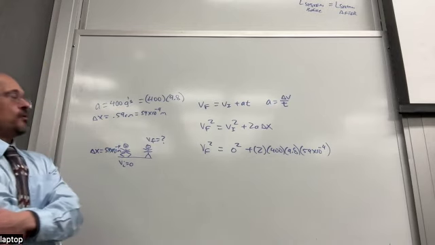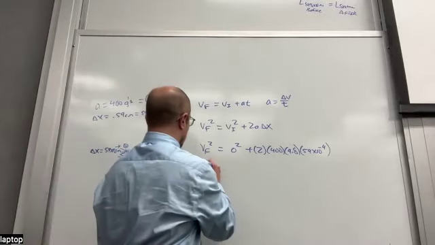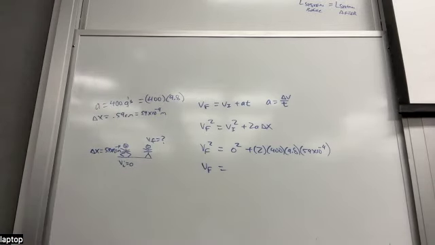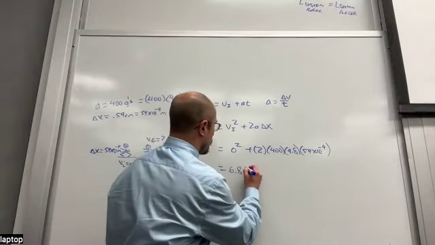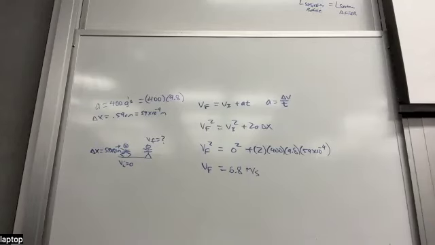So it's almost 6.9. I think it's like 6.9, 6.8 or something. I got 6.8. So it's almost the same as gravity. Almost. Not really though.